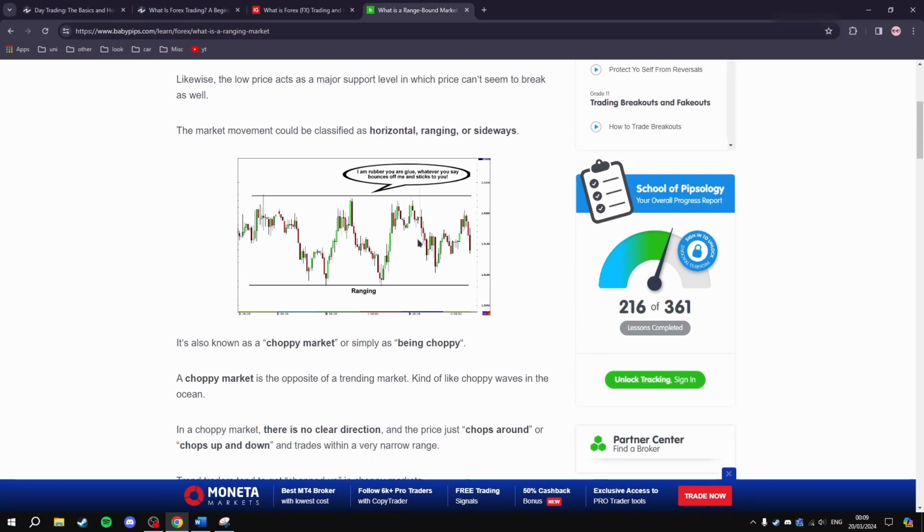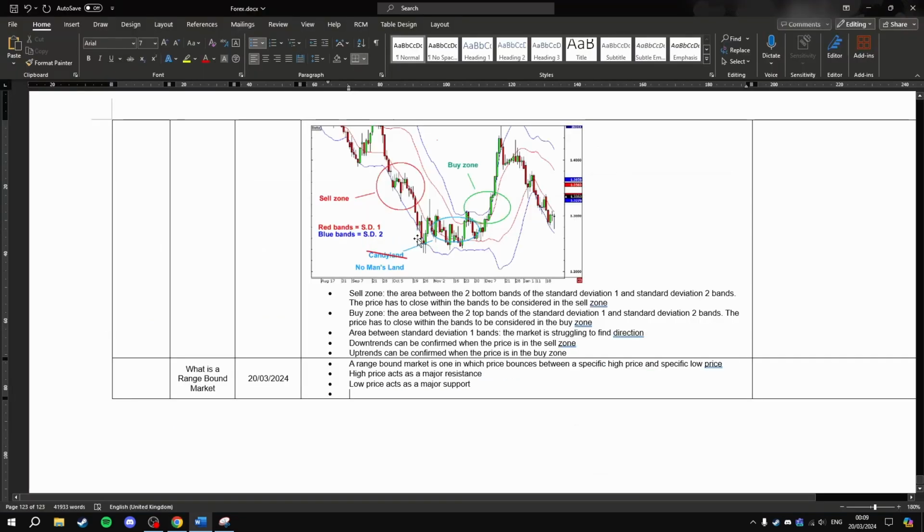The market environment movement could be classified as horizontal, ranging, or sideways.